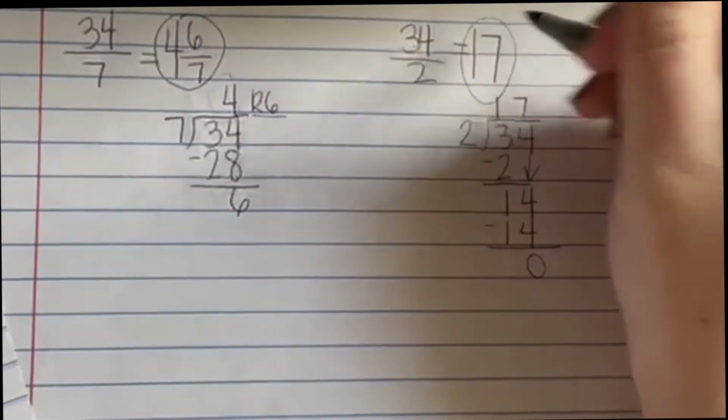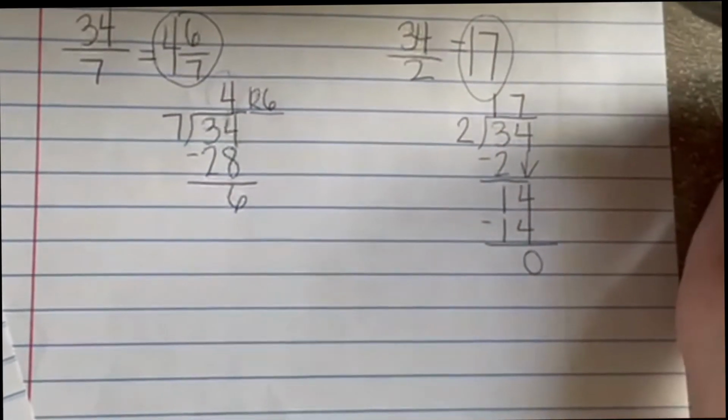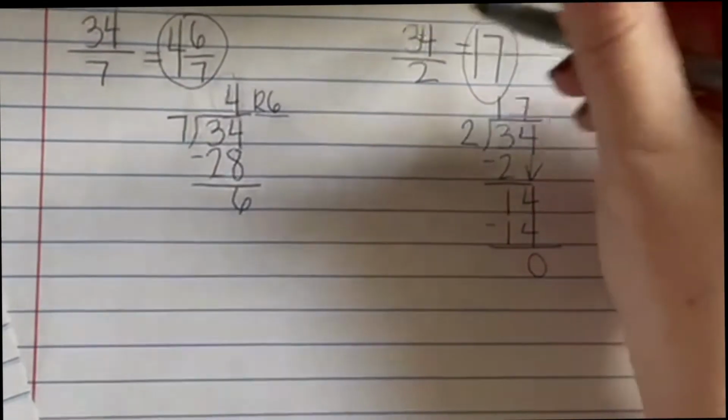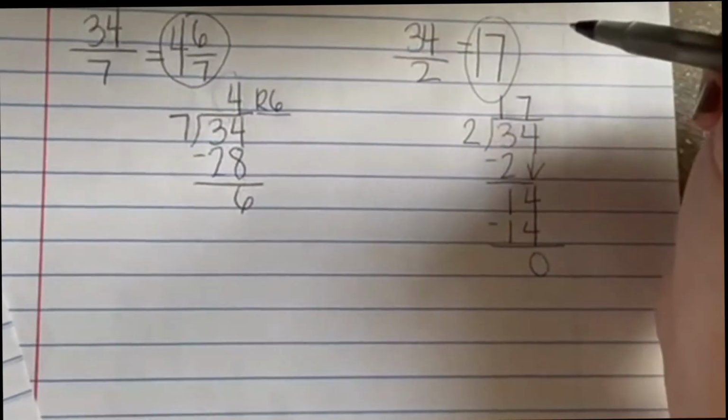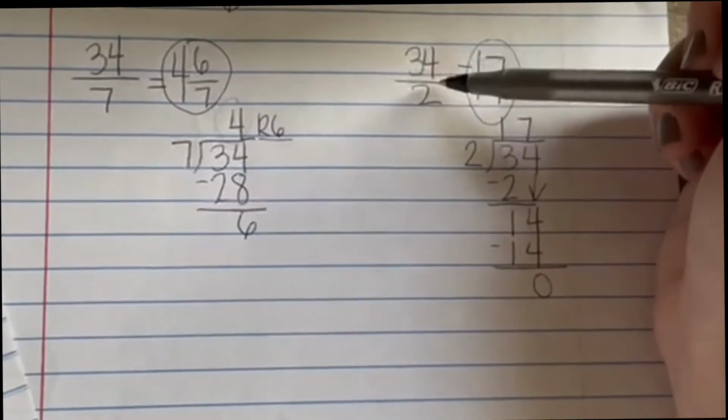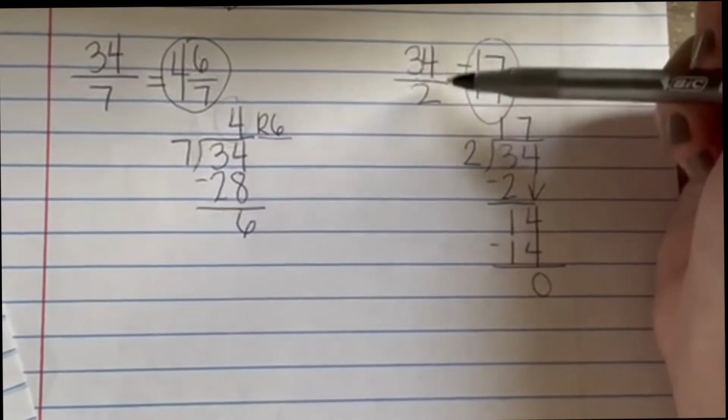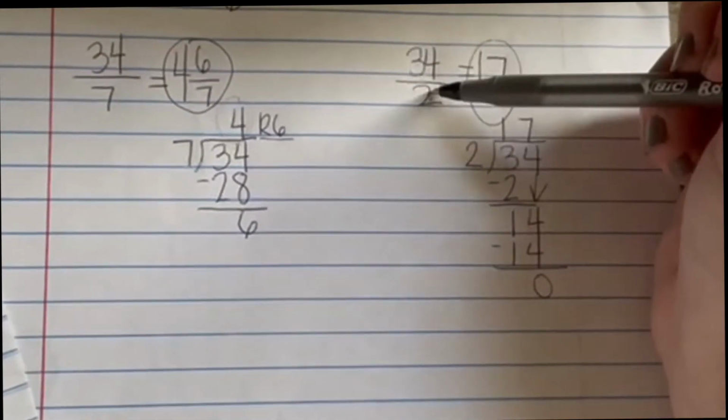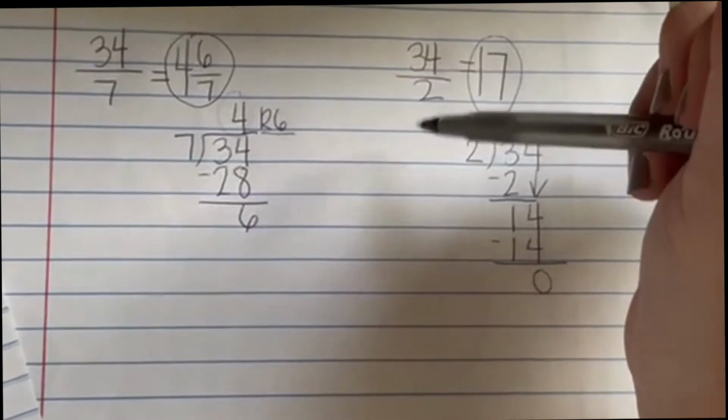This is the whole number. There's no remainder to have to write a fraction, so we're done here. You are completely done with just the whole number. I also want you to notice that 34 and 2, those are both even numbers, which means you know 2 is going to go into 34 evenly. All right, now we're going to look at another example here, another improper fraction.